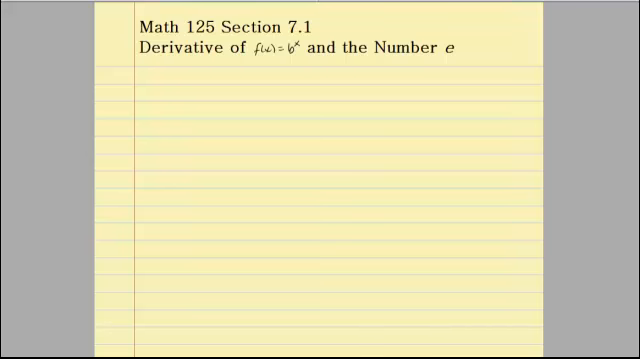In section 7.1 we're going to be looking at the derivative of f of x equals b to the x and the natural number e. Usually when we look at functions, we look at x as our base and then a numerical value, like x squared, for our exponent, but now we're kind of reversing that.